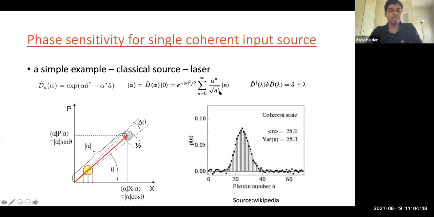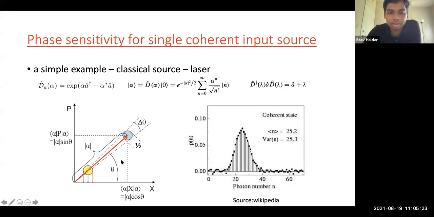So what happens if we use a coherent input source? I start with a simple example, and Dr. Lee also, I think, talked about this. You use a classical source, which is a normal coherent laser, as your input into the LIDAR, and then you try to see what levels of phase sensitivity you can achieve, and also what is the effect of noise on that.